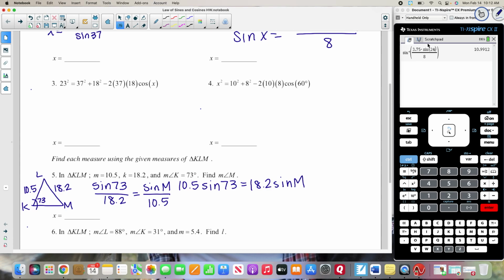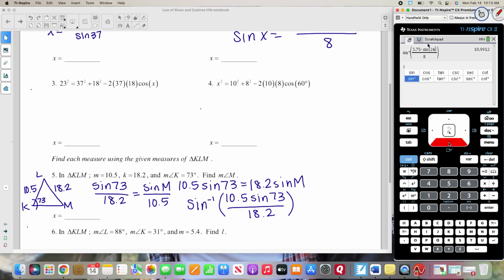We're going to divide by 18.2. So in your calculator, I want you to type sine inverse of 10.5 sine 73 over 18.2. You use the inverse sine first because you're looking for an angle measure. Control Divide, 10.5 regular sine 73 over 18.2.